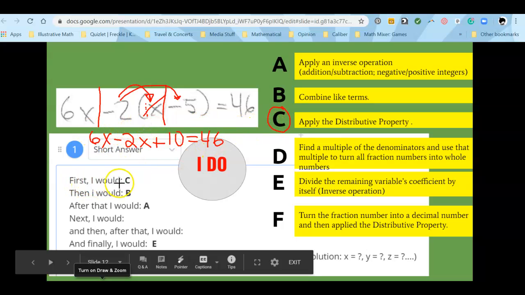So I hope that makes sense. So first I would C. What would I do? Apply the distributive property, as you noticed here. Then I would B. What? Combine like terms. So let's do that.